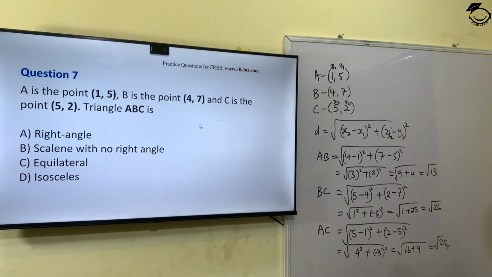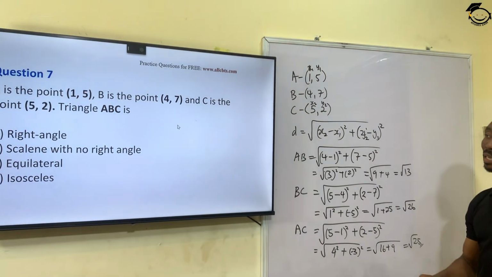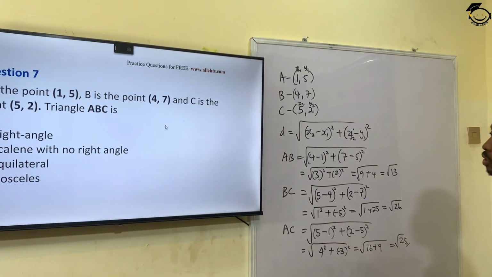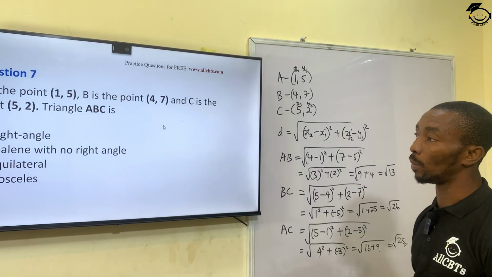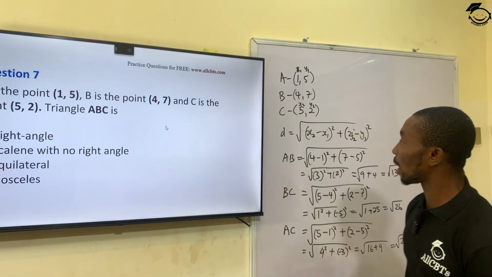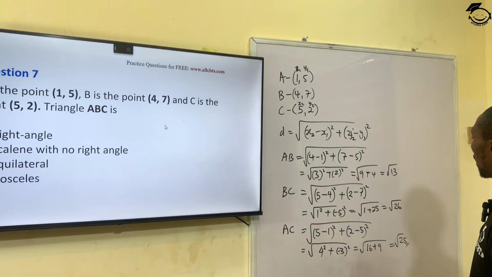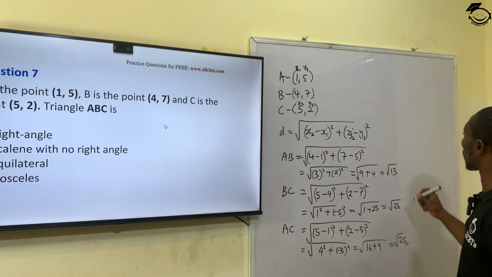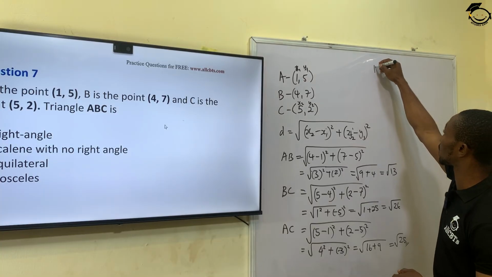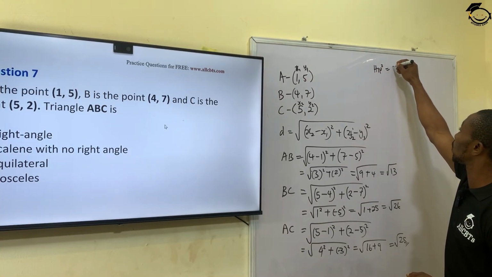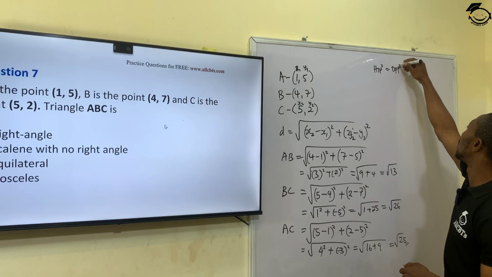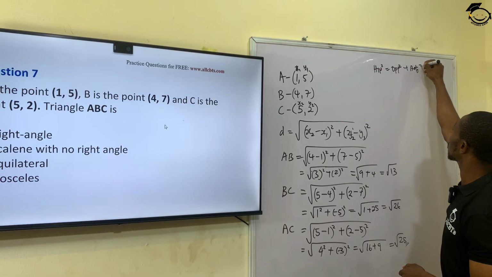Now, we can see that the three sides do not have any equal sides. So it's most likely going to be a scalene triangle. But now let's confirm if there's a right angle in this. So we are going to use the Pythagoras rule that says hypotenuse squared equals opposite squared plus adjacent squared.